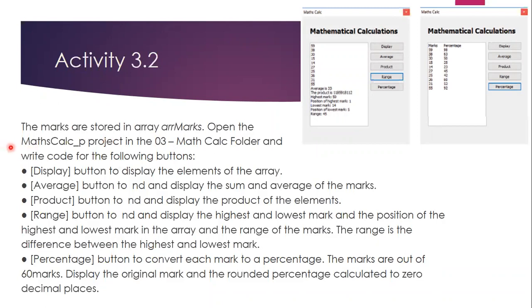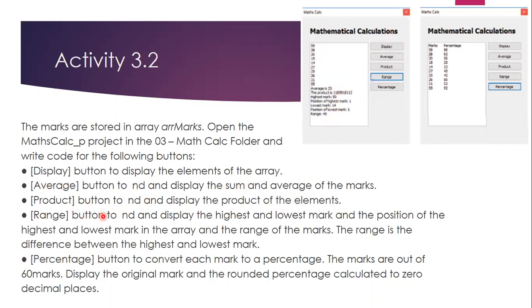It says, open the Maths Calc project in the Math Calc folder and write the code for the following buttons. Display the button, so button display. I want you to display all the elements from the array, okay? Then average, when I click on average, button to find and display the sum and average. So I'm going to do 2 calculations here. So the average, and each time it's going to write a new line there. The product button to find and display the product of the elements. So if I multiply it all together.